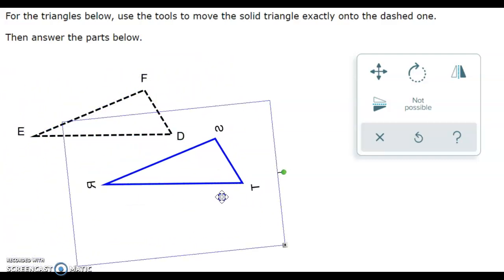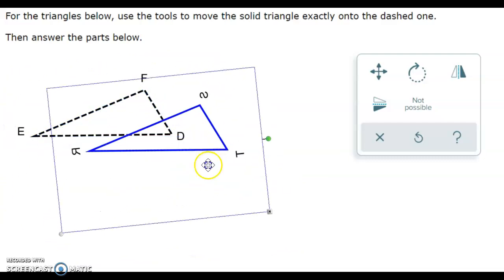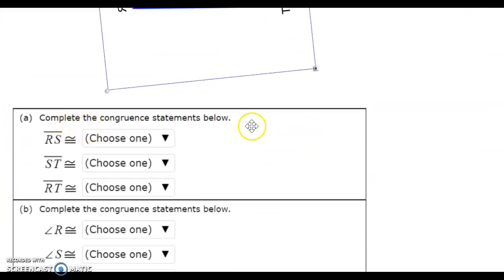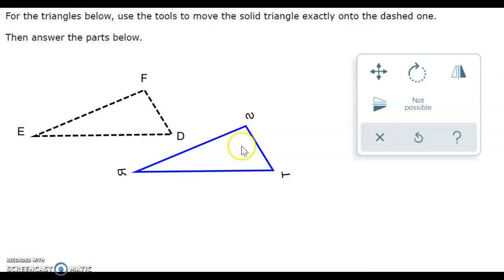So as you can see, once I have it matched up, let's pull them back away to read the letters correctly. We're going to answer these parts below then. So complete the congruent statements below. So then RS is congruent to what? Well, once you have them matched up exactly the same, you can look at which side that is and the order that they're naming it. So RS, they're going from R over to S in naming it. So we're going to say it's congruent to EF.